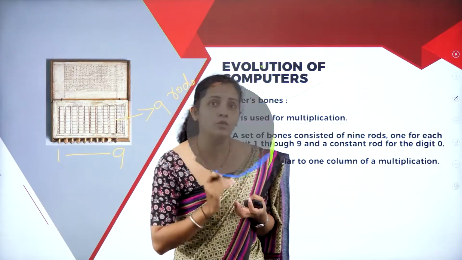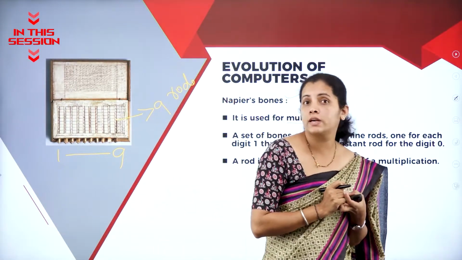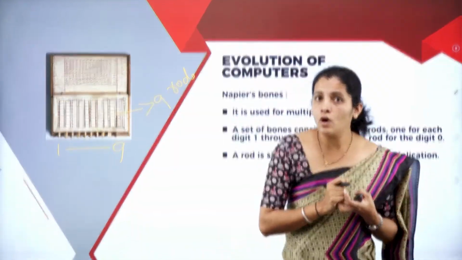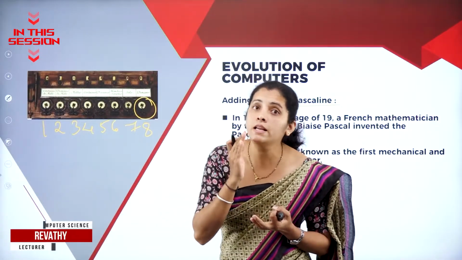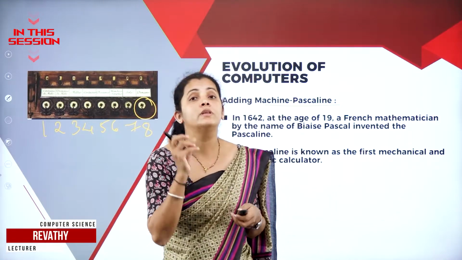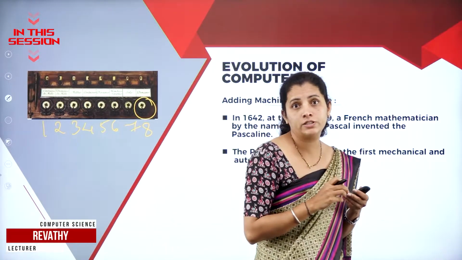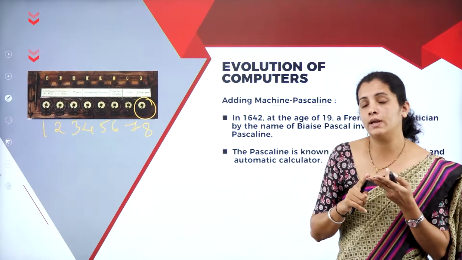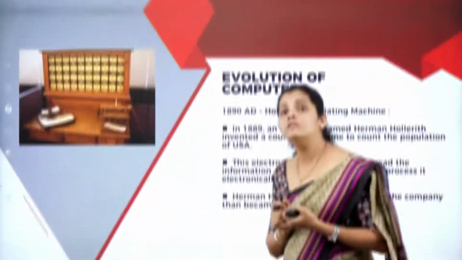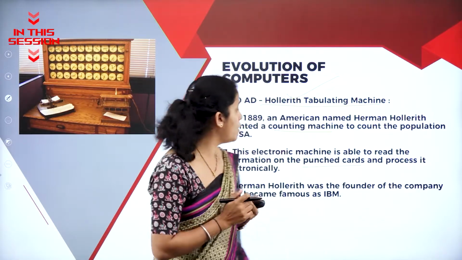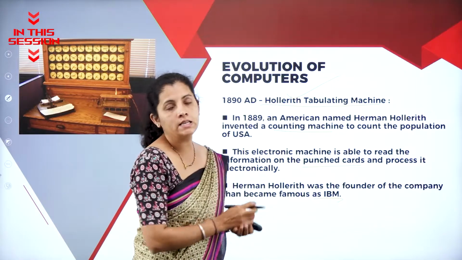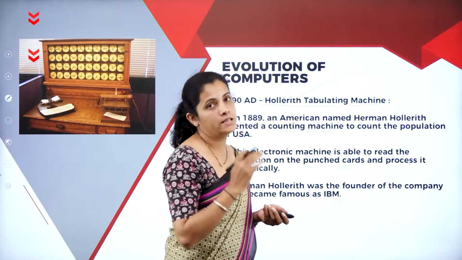The constant rod is mainly used to represent the constant digit, that is 0. These rotating wheels are mainly used to perform some of the basic arithmetic operations like addition, subtraction, multiplication as well as division. Hollerith was the founder of the company called IBM, that is International Business Machines.